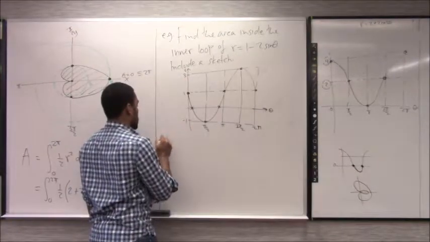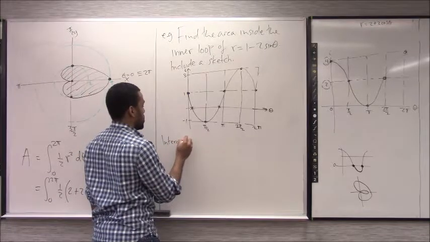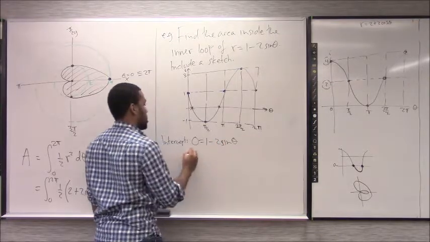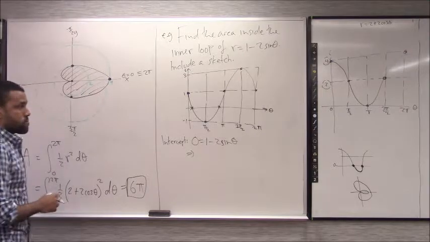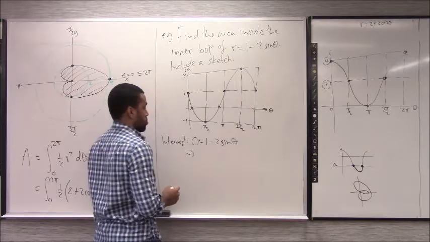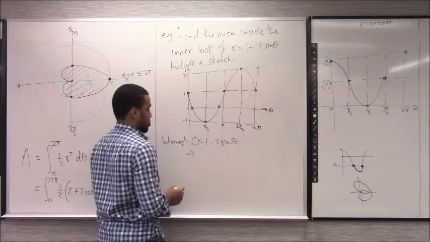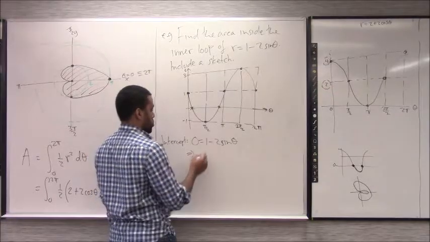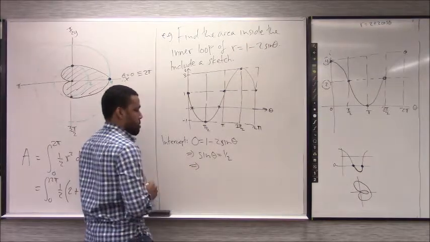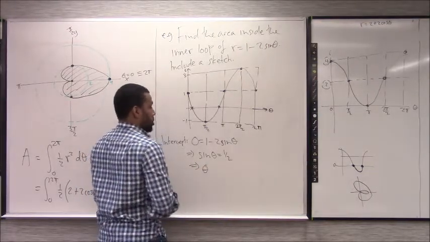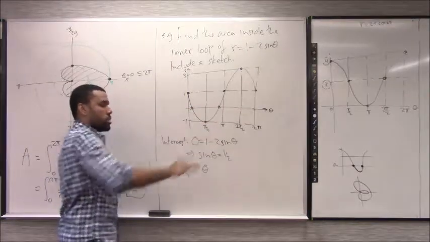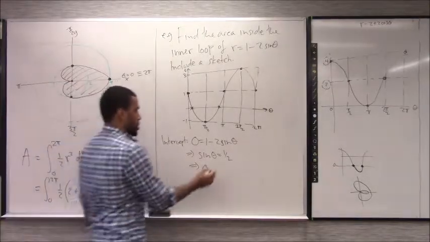So we'd want to find these intercepts. Basically we're going to set r equal to 0. And what does that mean? How do we solve for that? Sine theta equals 1/2. That means sine inverse of 1/2 equals theta. All right. Well, not so quick, because the sine inverse has a restriction for where it lives. But I want to be able to take all possible answers.